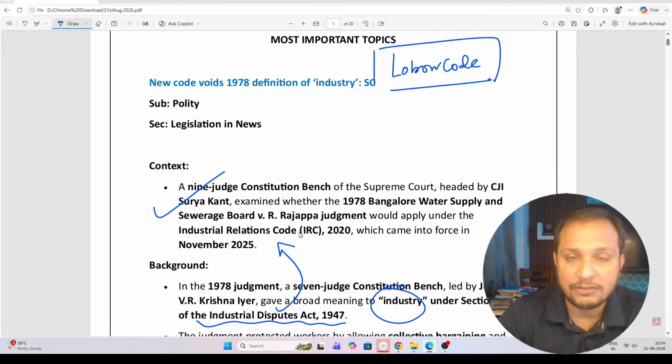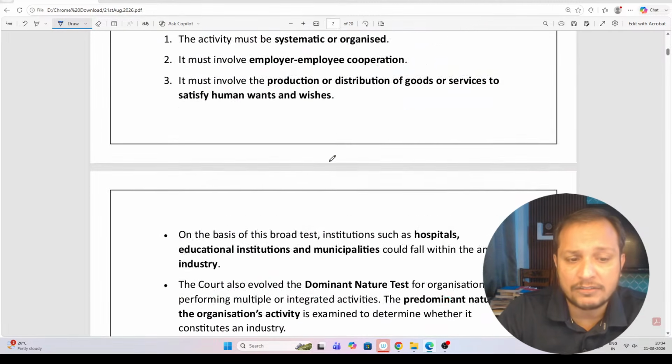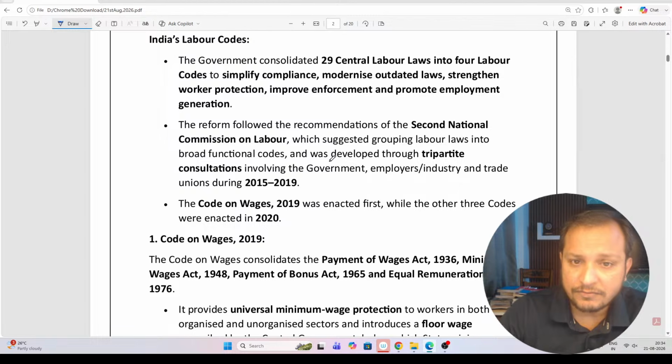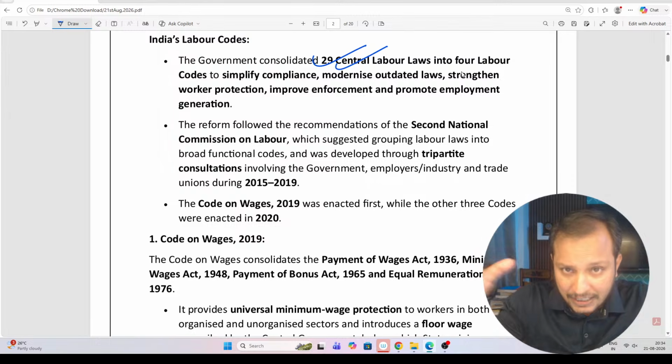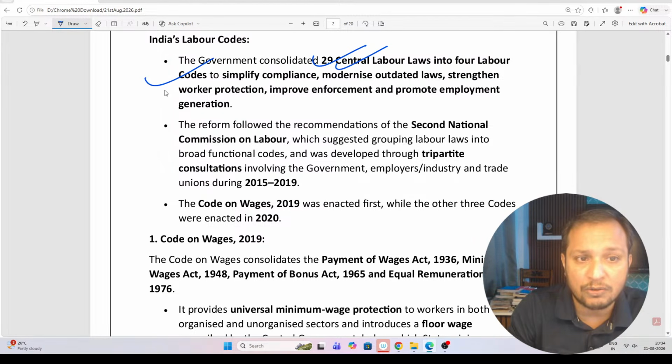Okay. So guys, you know that in 2020, Government of India reformed the labor laws. So 29 labor laws were basically put into 4 labor laws. What are the 4 labor laws now? You can see here 29 central laws were merged into 4 labor codes to simplify compliance, modernize outdated laws, strengthen worker protection, and improve enforcement and promote employment.